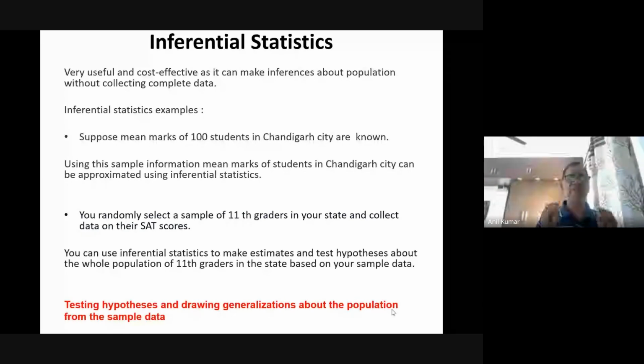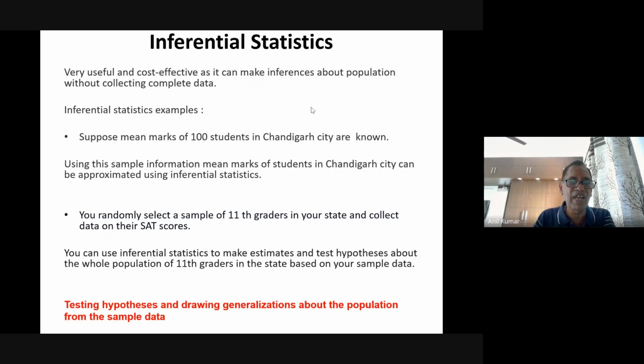So with a very simple example, I would like to explain where it is cost effective as far as inferential statistics is concerned. Just look at that, we have mean marks of 100 students in Chandigarh city. We have collected data from 100 students of Chandigarh city. Mean score is there. Now using this particular sample information, this is a sample of 100, and you might be knowing that Chandigarh city might be having a total population of more than lakhs.